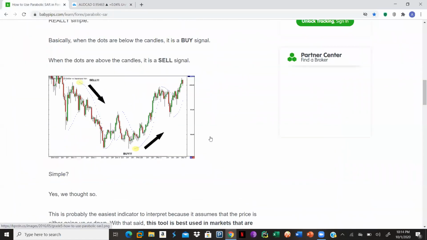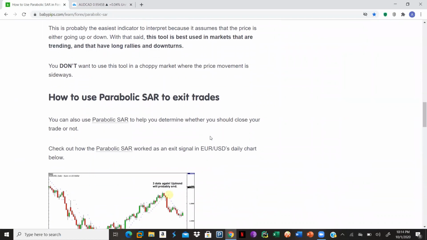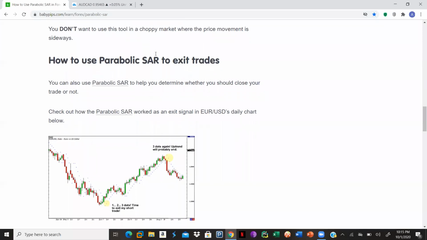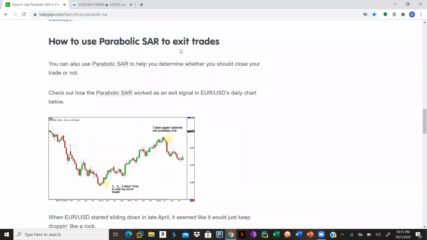Let's see if we have more information about the SAR. It's telling us that we don't use it on a sideways market or a consolidating market, and we only use it when the market is trending. So how to use the parabolic SAR to exit trades?